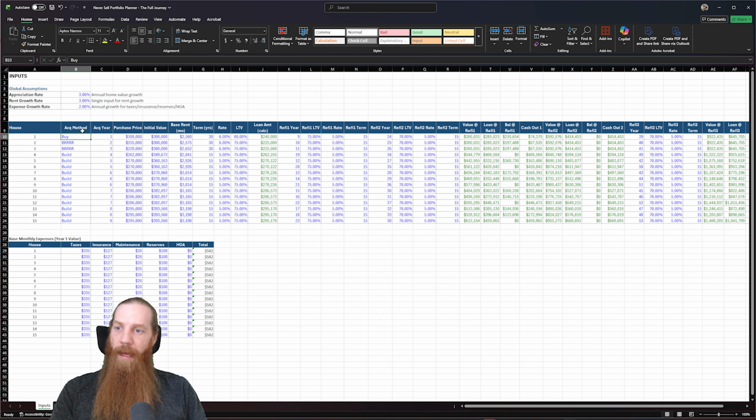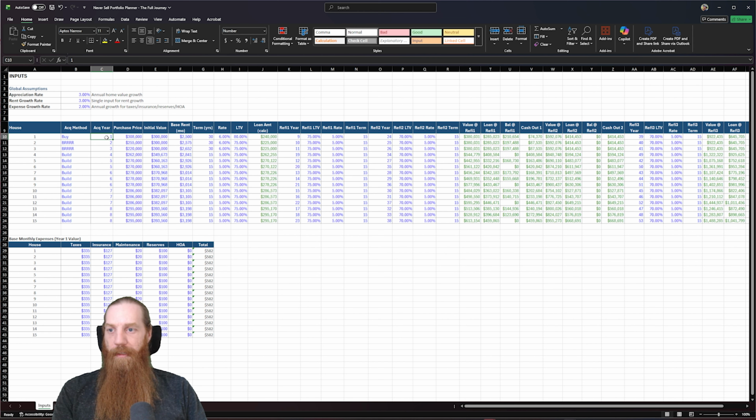In any case, acquisition method, you can just type in whatever it is here. I thought about making this a drop-down menu, but honestly, you can type in whatever you want, whether it's buy, BRRRR, build, flip. Well, I guess you wouldn't do a flip for a long-term hold strategy like this is built for. But my point being, you could type in anything, right? The point of this is just to identify what the acquisition method for that home was, because that could be important for your planning.